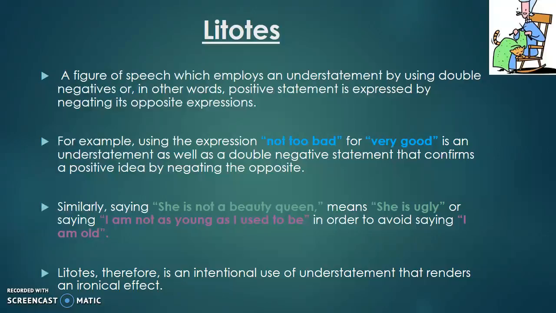For example, using the expression "not too bad" for very good is an understatement as well as a double negative statement that confirms a positive idea by negating the opposite. So instead of saying very good, you're saying the opposite and emphasizing it. Not too bad. Similarly, saying "she's not a beauty queen" means she's ugly, or saying "I'm not as young as I used to be" in order to avoid saying "I'm old." Litotes, therefore, is an intentional use of an understatement that renders an ironical effect.